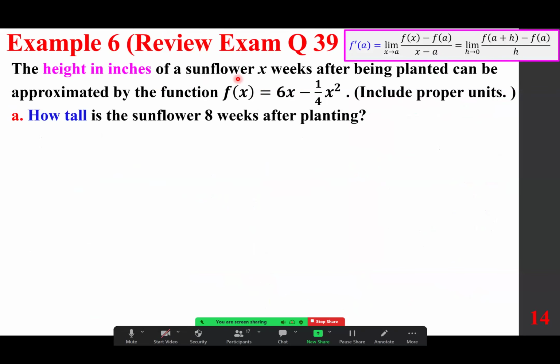The height in inches of a sunflower x weeks after being planted can be approximated by the function f of x equals 6x minus 1/4 x squared. How tall is the sunflower 8 weeks after planting? And by the way, it says include proper units. You should always include proper units. So can anybody tell me what they're asking us to do here? What do you think we should do?